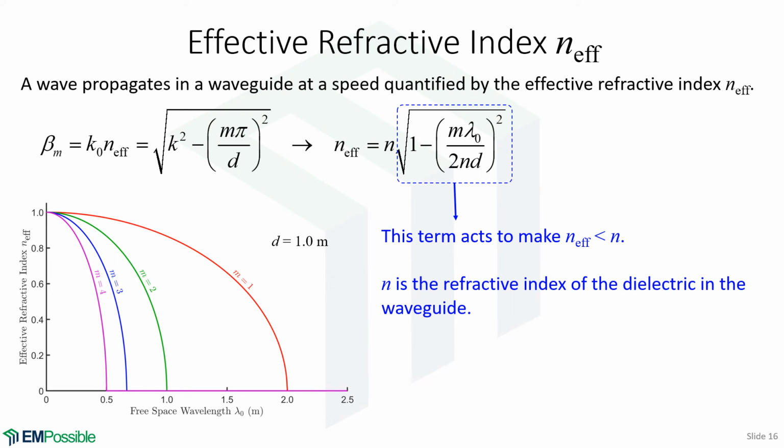Let's do some calculations. Let's plot the effective refractive index for various modes: first, second, third order modes. Notice the effective refractive index is always less than 1. So these modes in this parallel plate waveguide seem to be traveling faster than the speed of light. How do we feel about that?